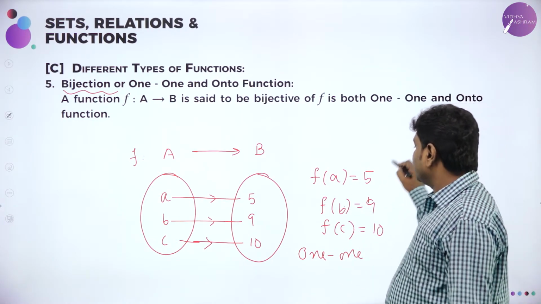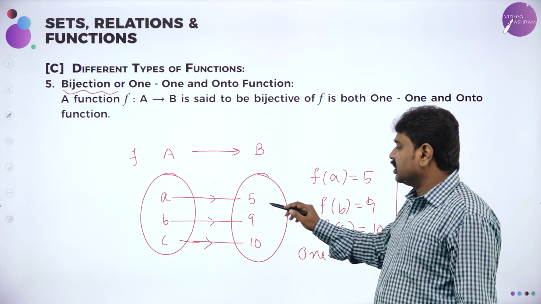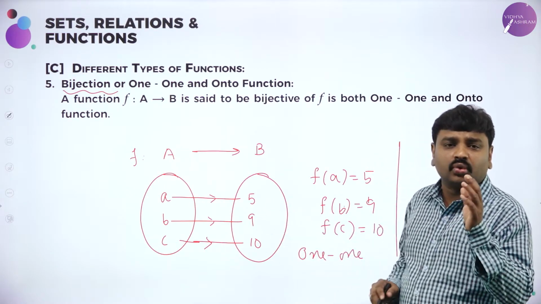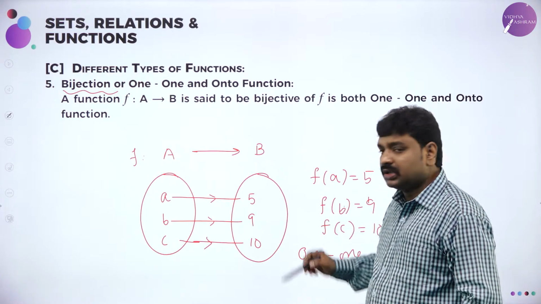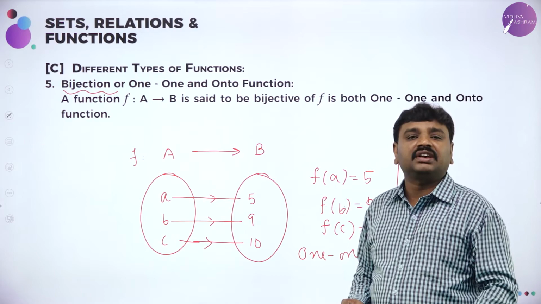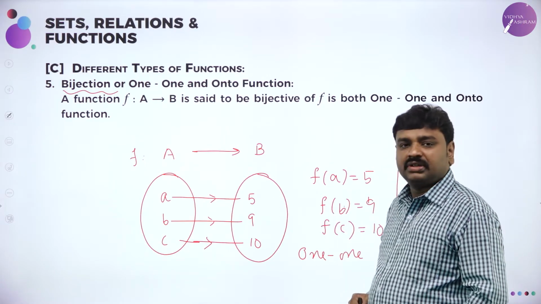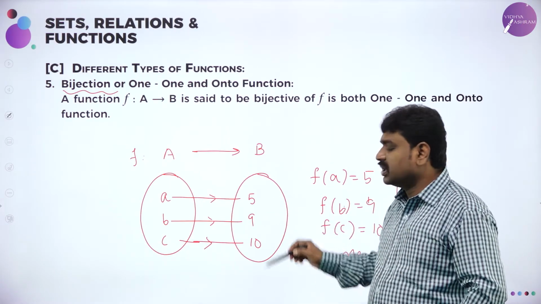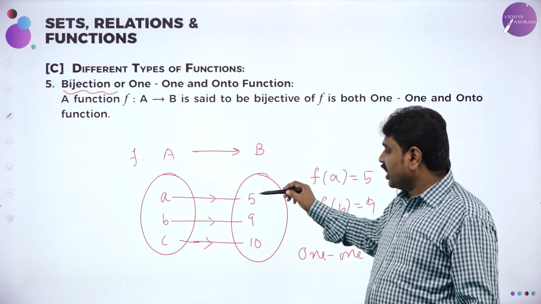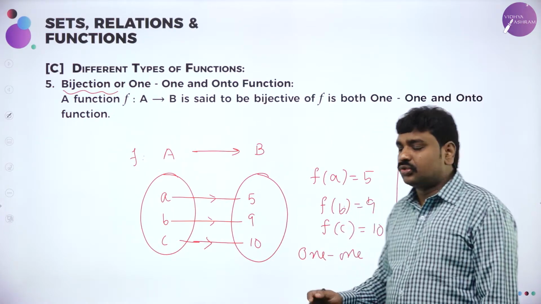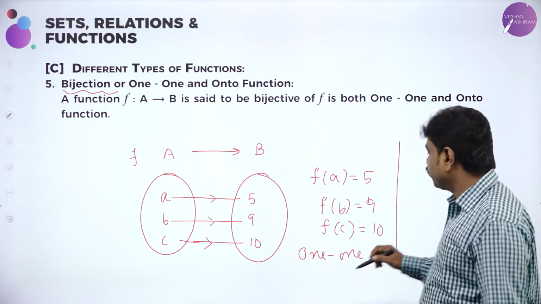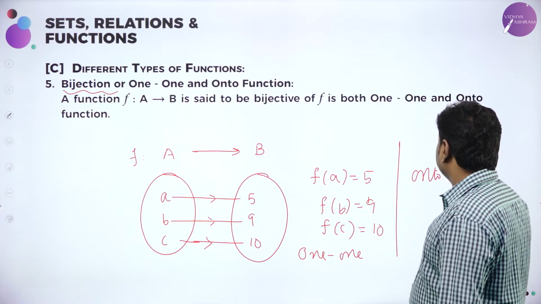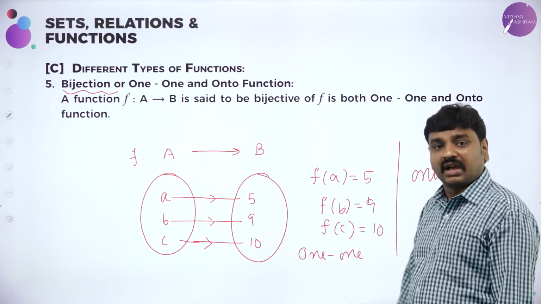And whether it is onto or not. See, here in codomain, what is meant by codomain? Second set. In second set, we have 3 elements. And all 3 elements are acting as image. 5 is acting as image, 9 is acting as image, 10 is acting as image. If all 3 elements are acting as image, no element is left free. Therefore, it is onto. Why it is onto? Because all the elements are acting as images.